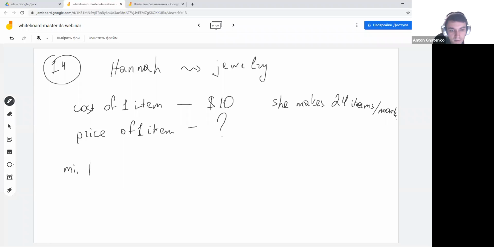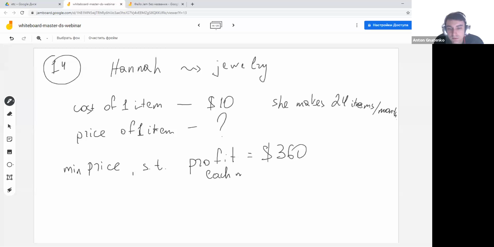What is the minimal price such that the profit will be $360? So we know that the cost of one is $10. She produces 24 per month. The profit each month is desired to be $360. But what must be the price then?